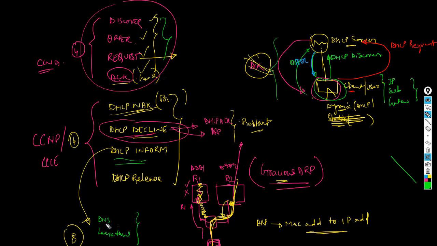So these are the information that it's going to ask. And how is the DHCP server going to reply back? It's going to reply back with the acknowledgement packet. Fine. NAK is the opposite of acknowledgement. Decline is used when you see two conflicting IPs or two duplicate IPs.